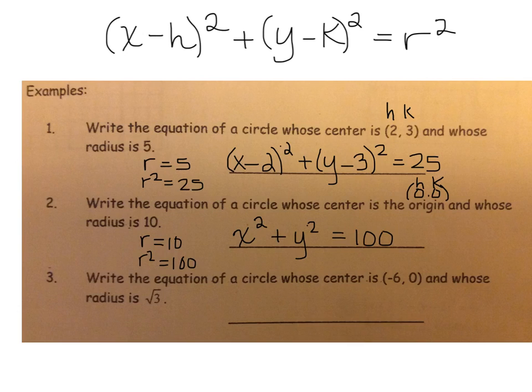This one looks a little bit different, but both the x and the y are squared. That implies that it's a circle. Always keep that in mind. Go ahead and try number 3.